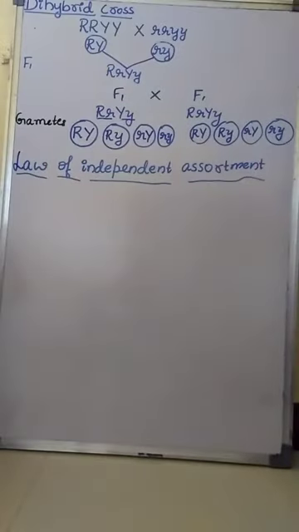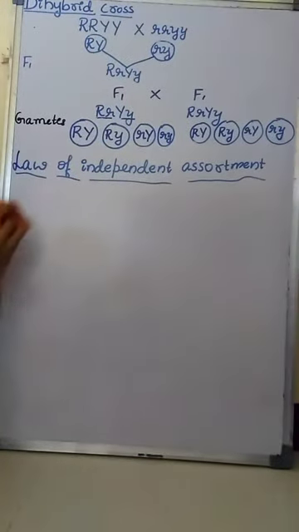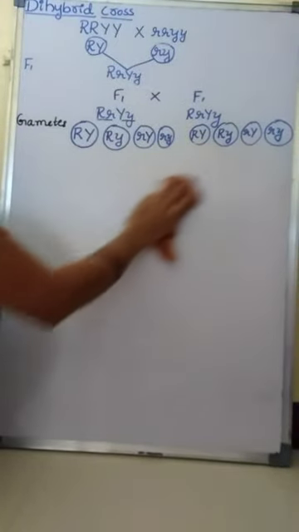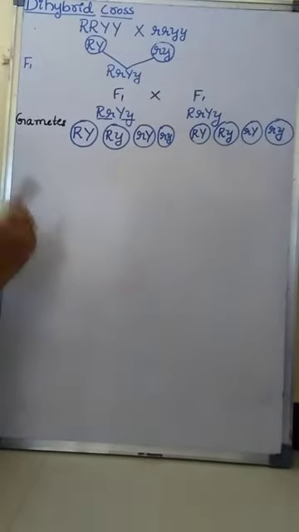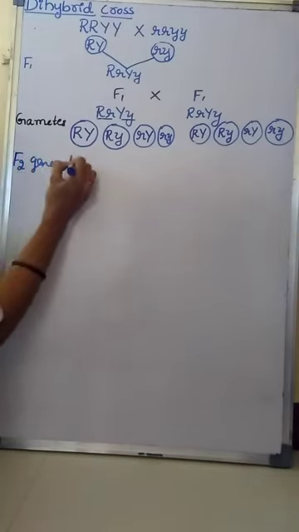In order to explain the law of independent assortment, we have to take the example of a dihybrid cross. To explain the law of dominance and law of segregation, a monohybrid cross is taken as an example. But in order to explain the law of independent assortment, we have to take the example of a dihybrid cross. Okay, now 4 types of gametes are produced. Next step is the F2 generation.